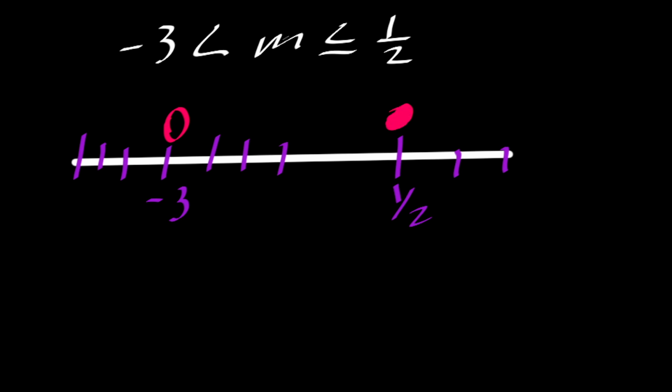Now, once again, if m is in between these two values, then that means the graph needs to represent that. So they're going to connect. Because the solution for m is going to be right in between -3 and 1, well, 1/2. And actually 1/2 would be included in that since it's shaded in.